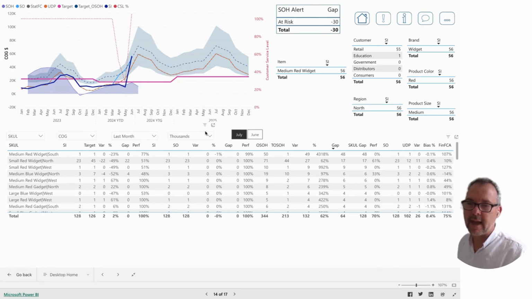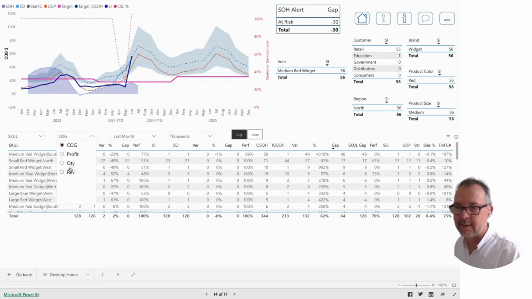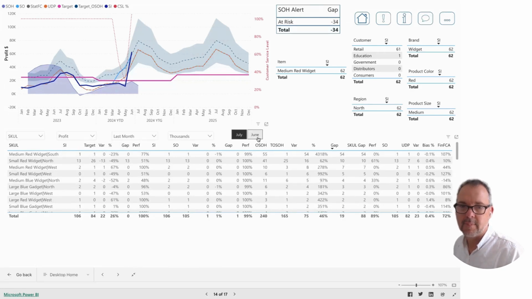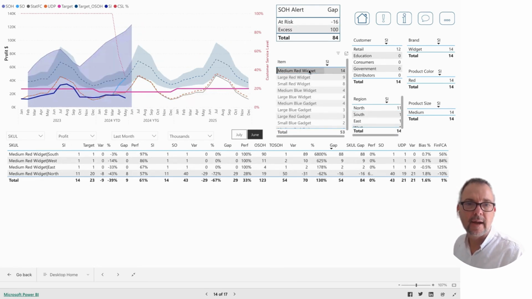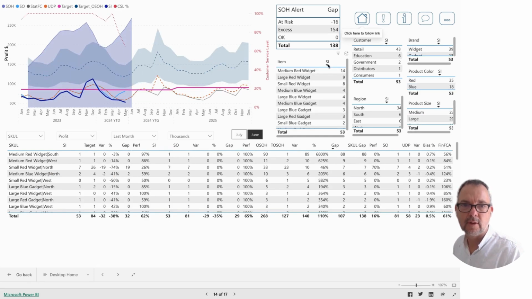If we want to see the impact on the overall business, let's have a look at that. Let's look at profit, go back to June, and actually let's take off our filters. So we're looking at the entire business. In fact, if we just hit home, that gives us the entire business. In June, for the entire business, in terms of our profit, our target was $84,000. We only hit $53,000, which means our performance was at 62%, right? Terrible performance.